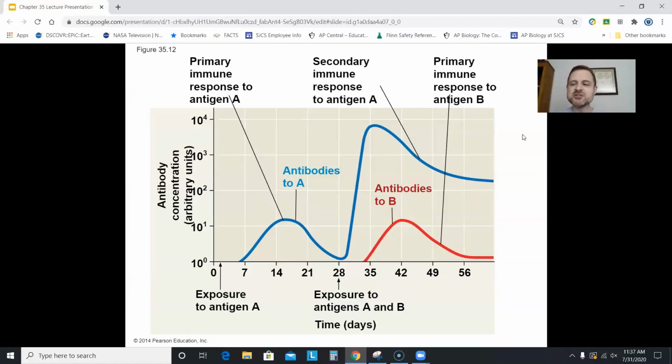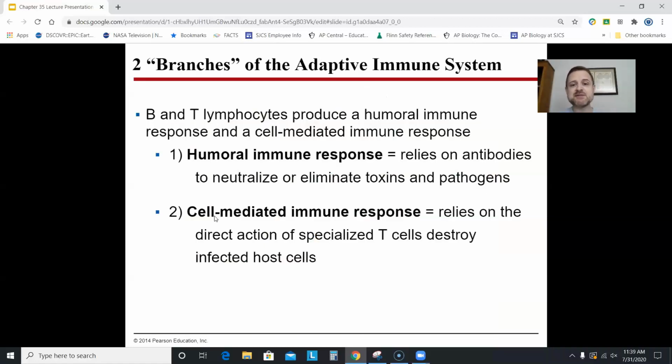And again, usually when you're sick, the symptoms of being sick, a fever, a sore throat, runny nose, that's not from the antigen, that's from your body fighting off the antigen. So the 2 branches of the adaptive immune system are called the humoral immune response and the cell-mediated immune response.